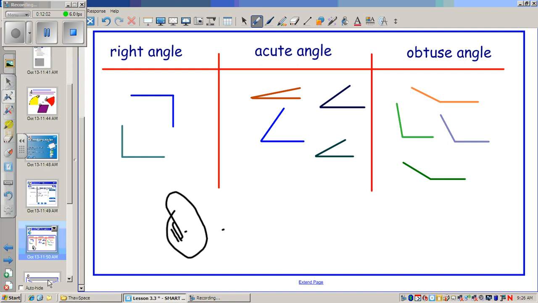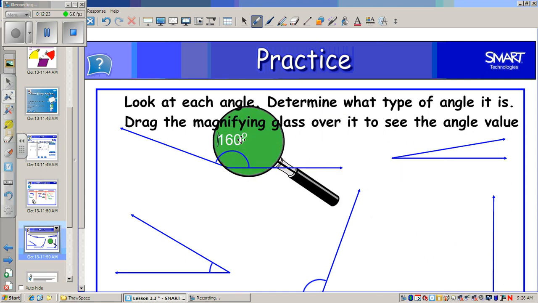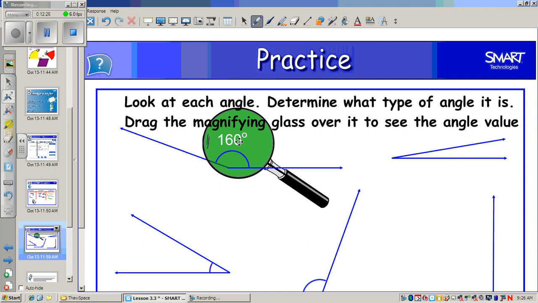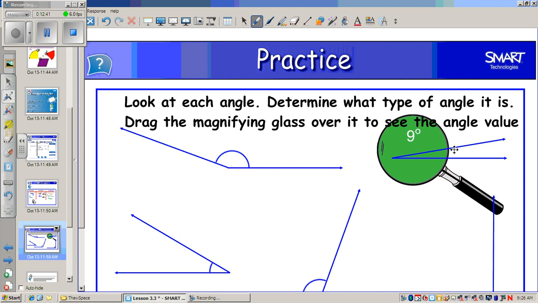All right, moving on. It says look at each angle. Determine what type of angle it is. Drag the magnifying glass over it to see the angle value. So if I look at this angle right here, this first one, I can tell that it is definitely more than 90. Okay, and it's not a right. So if I drag my magnifying glass over here, 160 degrees. So I do know that I am correct on that one, that it is obtuse, and that yes, it is more than 90 and less than 180. Now this guy over here, nice little cute tiny angle, so I'm going to go with acute, and I'm correct. And that little guy only measures 9 degrees. So again, learning how to categorize angles, very, very important.